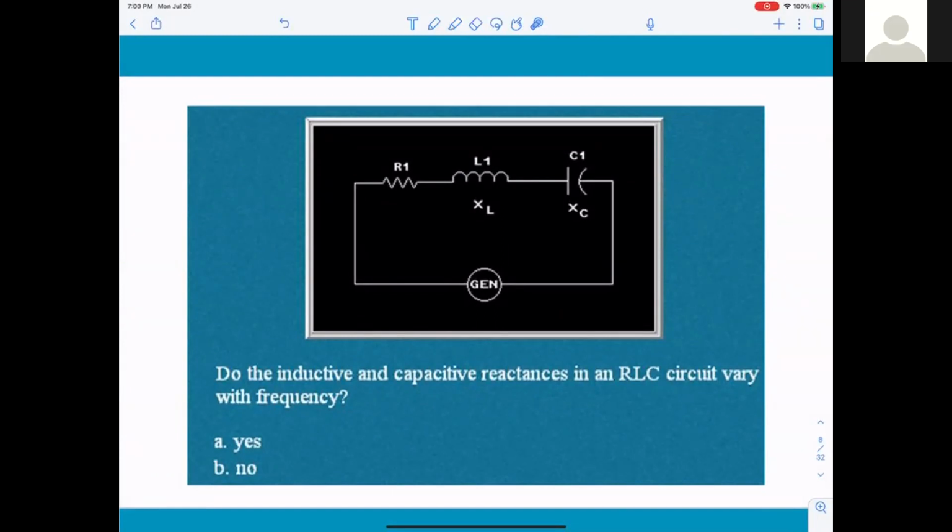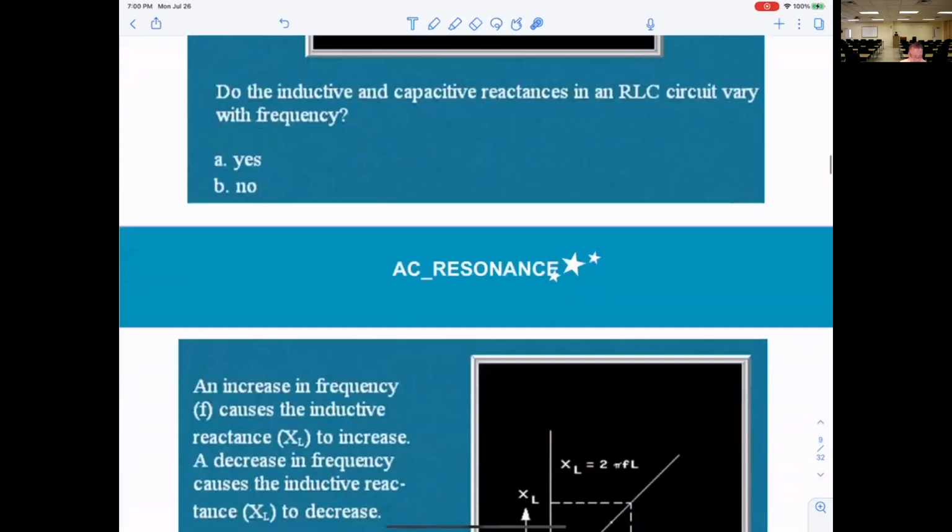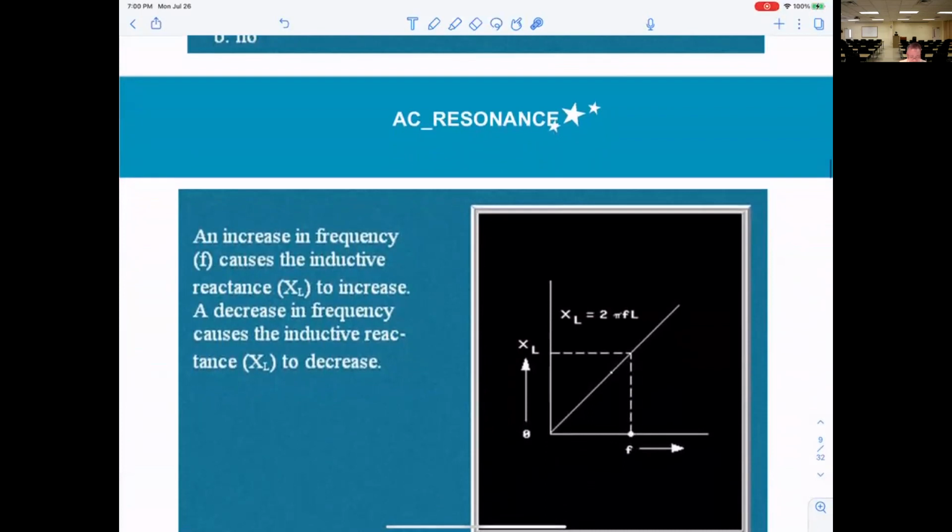You know, we already get Xc = 1/(2πfC) and XL = 2πfL. So you can say that left one, they will be asking a very basic question. Now, an increase in the frequency causes the inductive reactance XL to increase, and a decrease in the frequency causes inductive reactance XL to decrease.